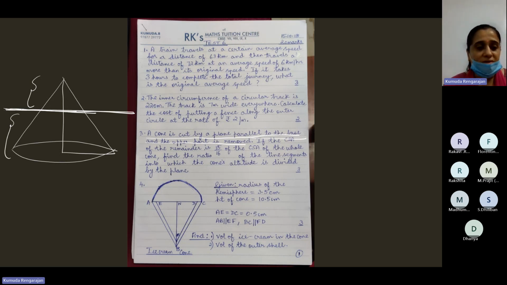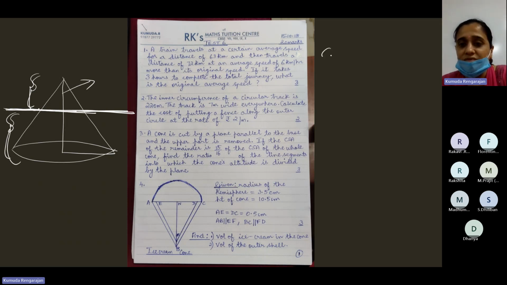So this is the cutting plane which runs parallel to the base of the cone, and the top small cone is removed. If the curved surface area of the remainder, so CSA of the remainder, is CSA of the frustum. Which is the remainder? The remainder is the frustum, because when the small cone is removed, what remains is the frustum. From the whole cone, when you take away the top small cone, what remains is the frustum of the cone. So the CSA of the remainder means CSA of the frustum.